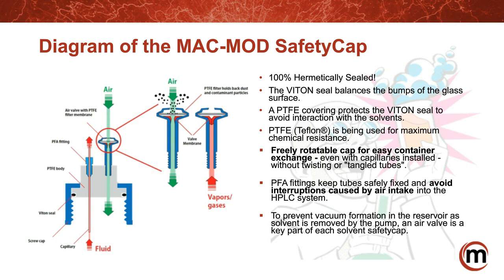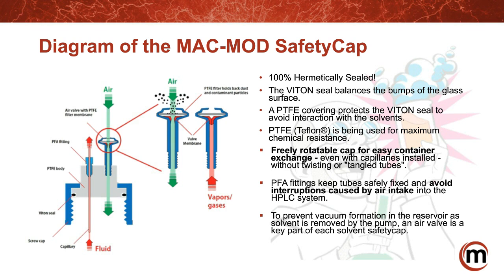So in this example, air is being exchanged from outside the mobile phase bottle through the PTFE filter inside the air valve. But due to the valve membrane, which acts as a one-way check valve, it doesn't allow for solvent to evaporate out of the mobile phase bottle. The PTFE filter also holds back particulates in the atmosphere that may exist in your lab. So the contamination of the mobile phase is eliminated.